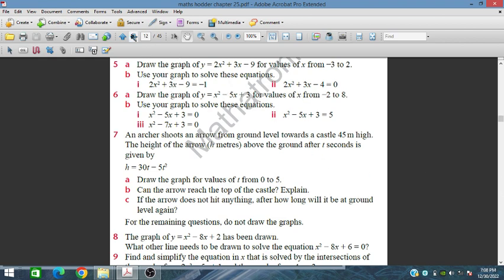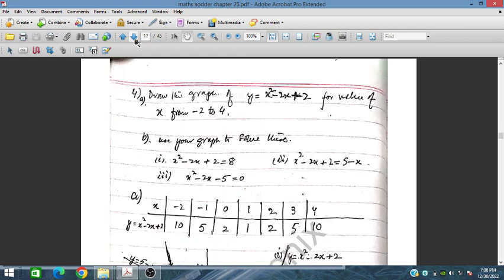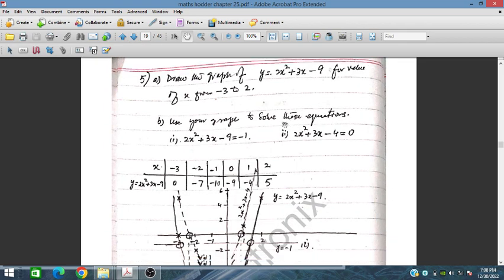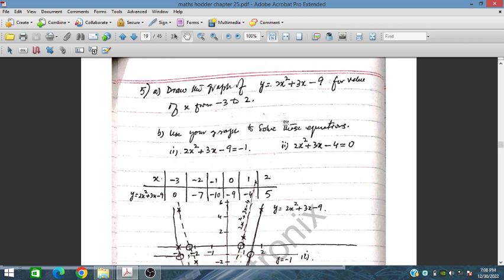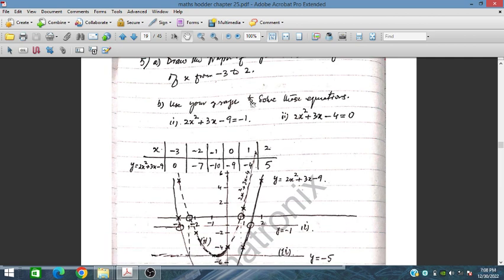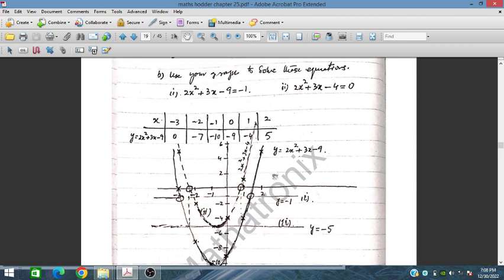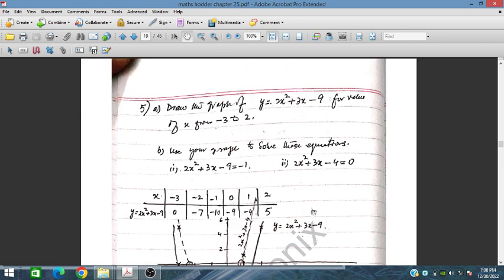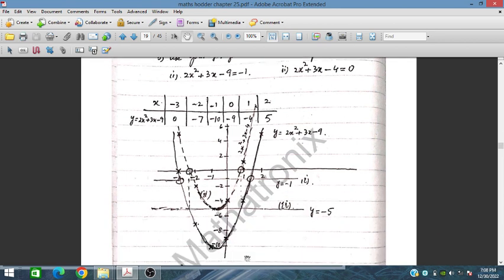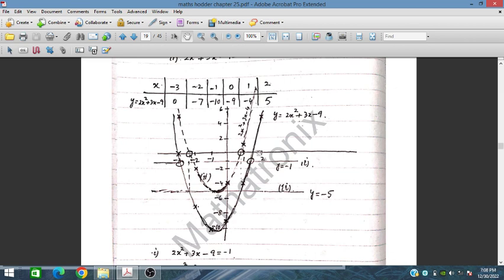So in question number 5, we have drawn this graph, y is equal to 2x squared plus 3x minus 9 for x from minus 3 to 2. So this is basically 2x squared plus 3x minus 9 drawn here. We have drawn this graph, and the values are from minus 3 to plus 2, and the values are plotted here.